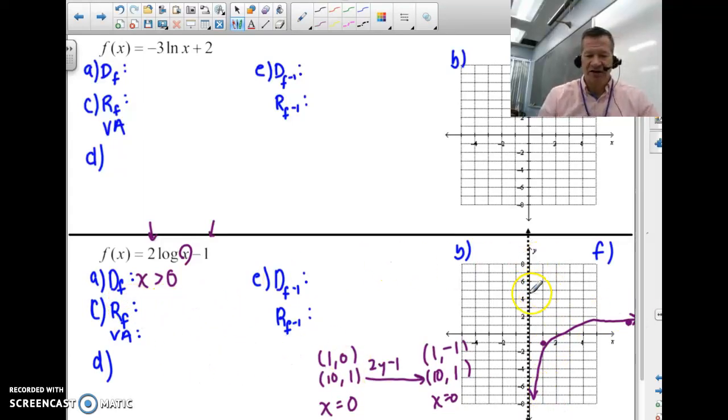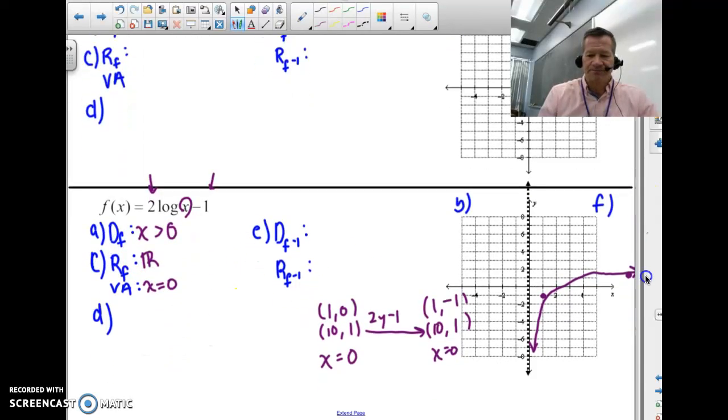You can see the domain definitely is x is greater than 0. The range would be all real numbers. It's going up and down forever. Vertical asymptote was at x equals 0. Let's find the inverse now. Well, this was base 10, so we had y equals log base 10 of x minus 1. Switch x and y.